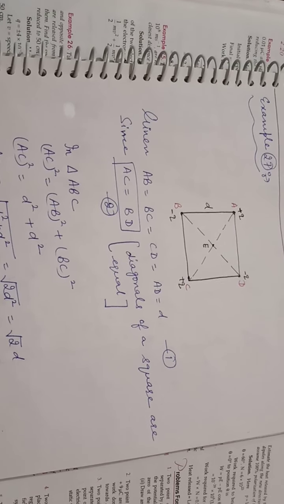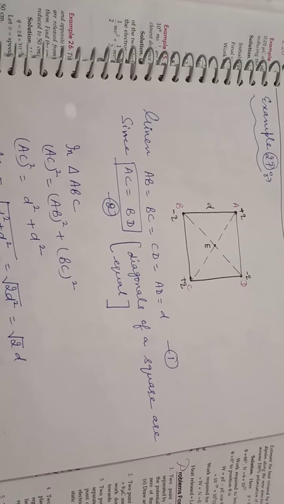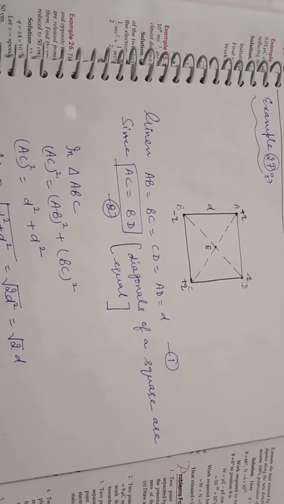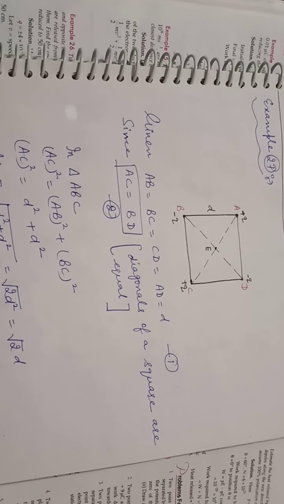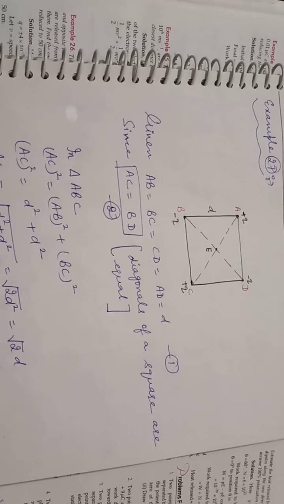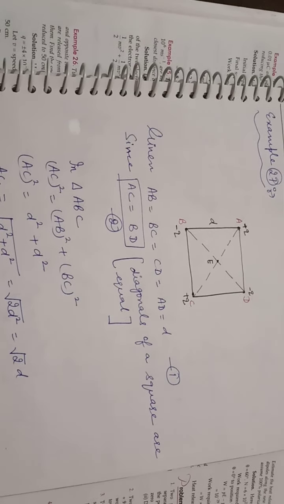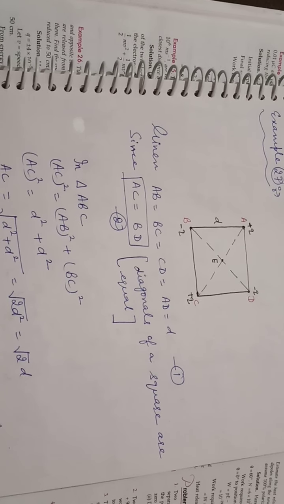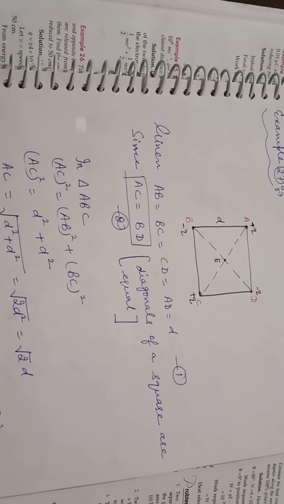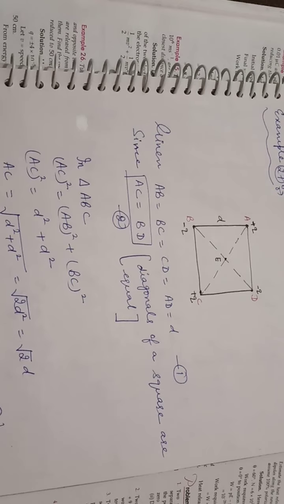So here, the sides of the square are given as D. As we know, all sides of a square are equal. So AB, BC, CD, AD, all four are equal to D. And AC is equal to BD, which represent the diagonals of the square, which are also equal.